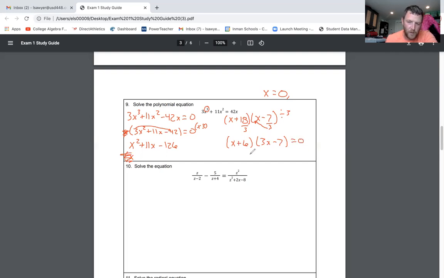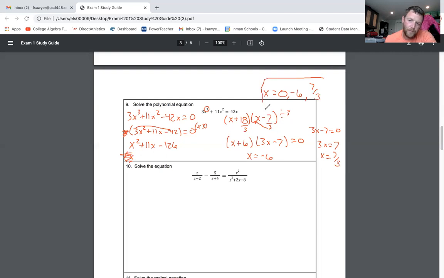Set each equal to 0. So x is equal to negative 6 on that one. And on this one, I'm going to write this out. 3x minus 7 is equal to 0. Add 7, so 3x is equal to 7. Divide by 3. x is equal to 7/3.